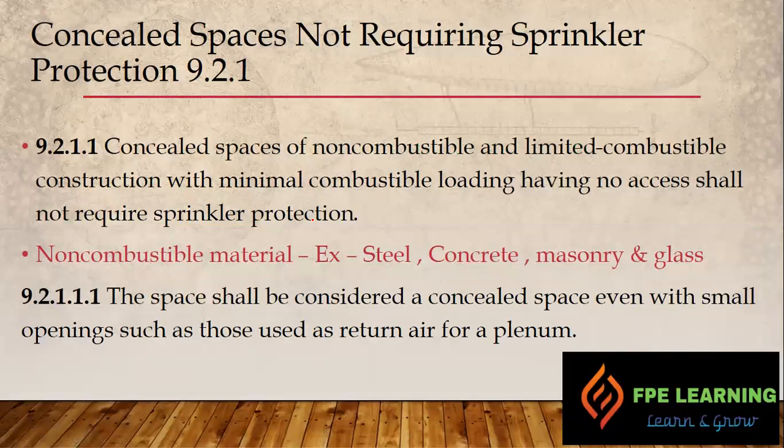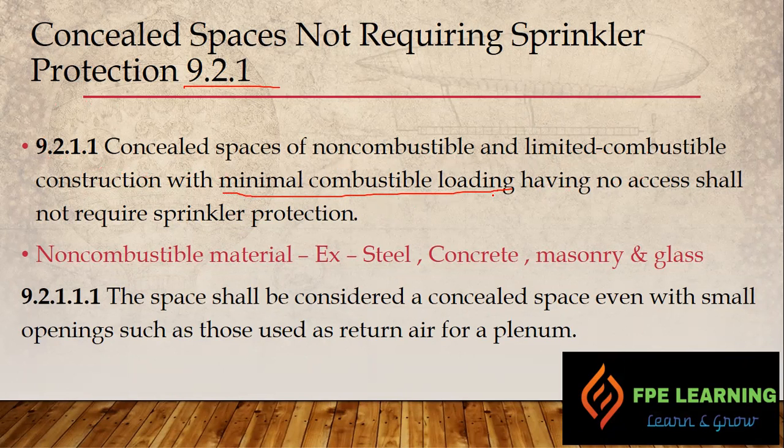So here is the requirement of NFPA 9.2.1, which covers concealed spaces not requiring sprinkler protection, right? There are a total of 18 subsections, which we will focus on now one by one. 9.2.1.1 talks about concealed spaces of non-combustible and limited combustible construction with minimum combustible loading having no access not requiring sprinkler protection, right? So it must be non-combustible construction or limited combustible construction with minimum combustible loading, right?